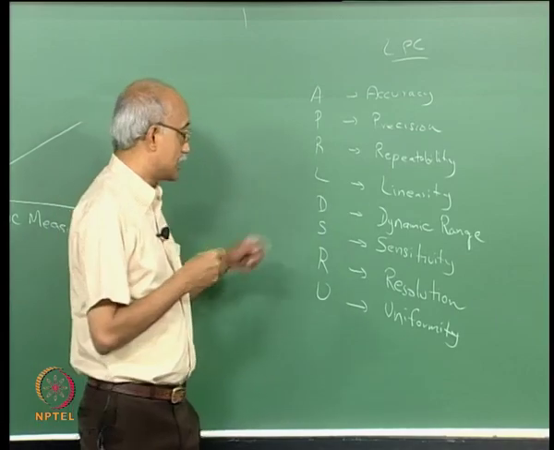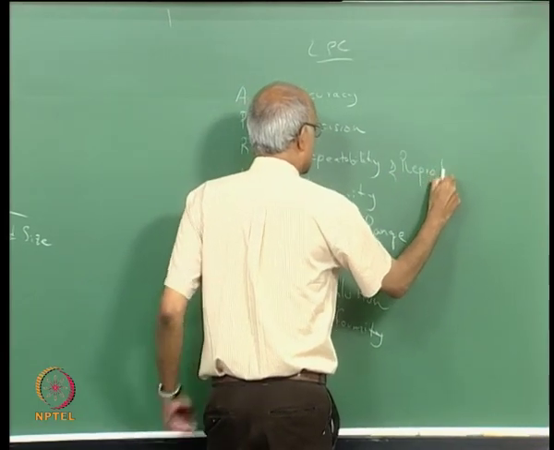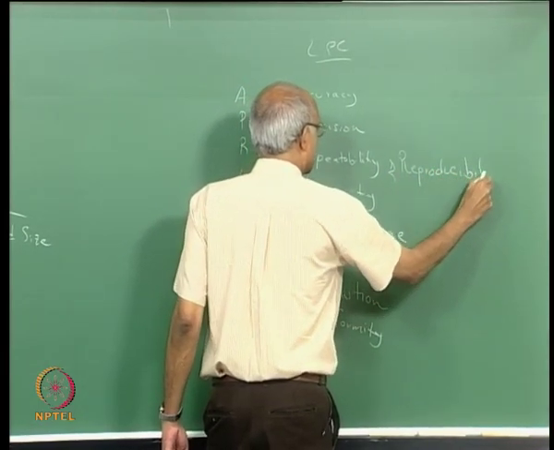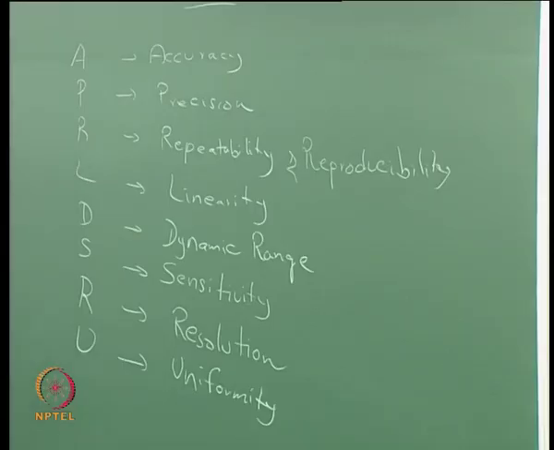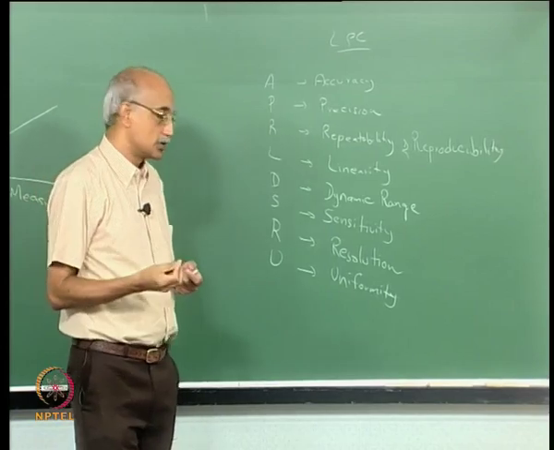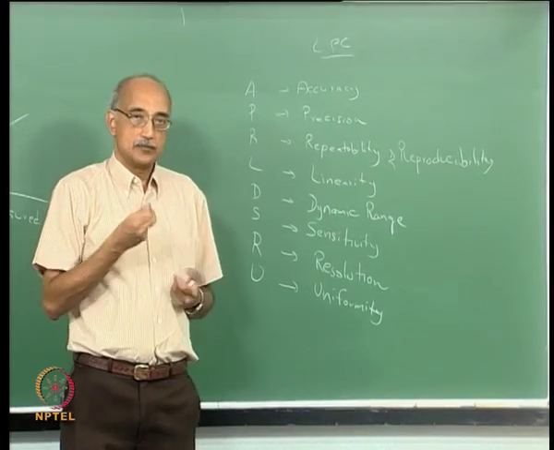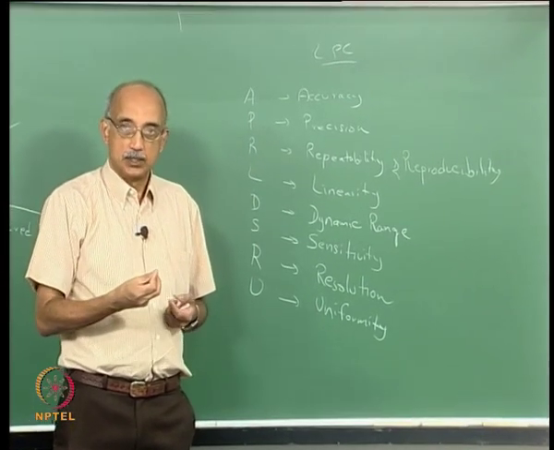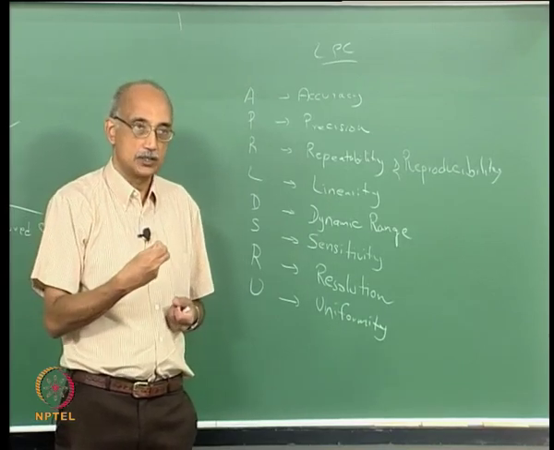Repeatability, actually R stands for both repeatability and reproducibility, which are slightly different things. When you're using any instrument to measure any value, you're always interested in knowing how repeatable the measurements are and also how reproducible the measurements are. The difference is, repeatability refers to when the same operator performs the same measurement on the same sample, how repeatable are the data, how close are the second set of readings to the first set of readings.